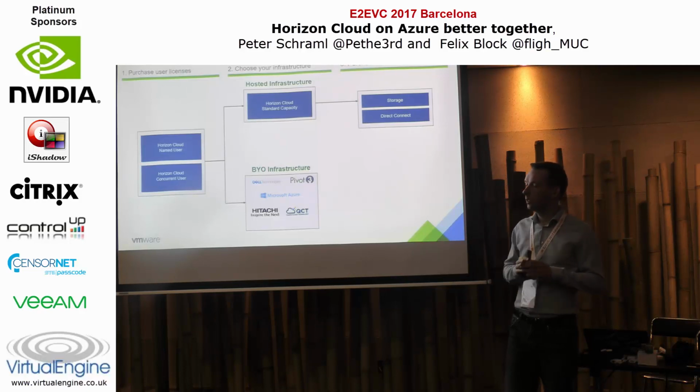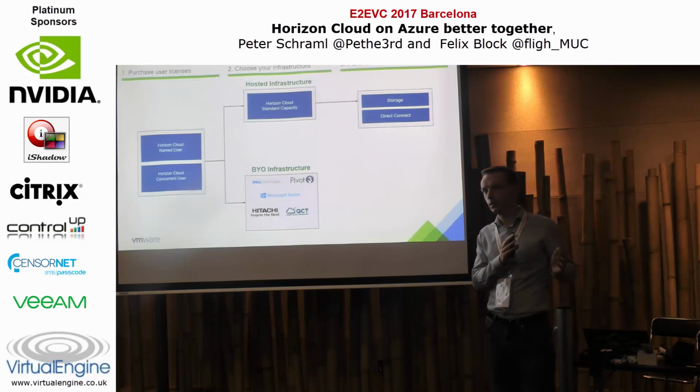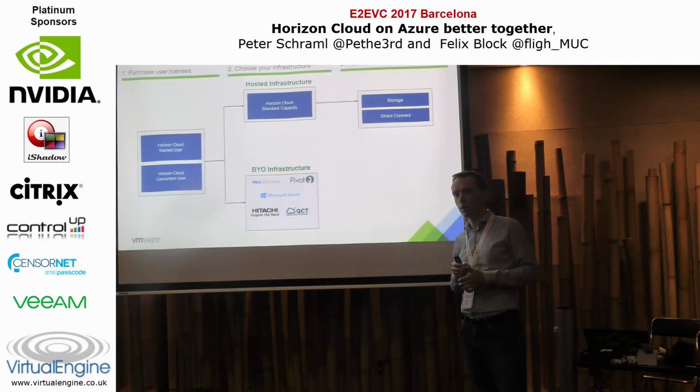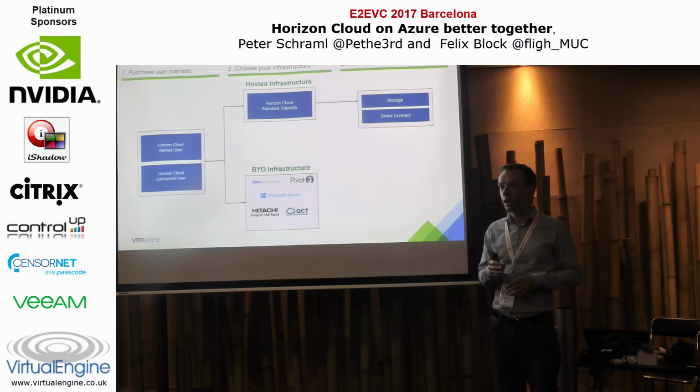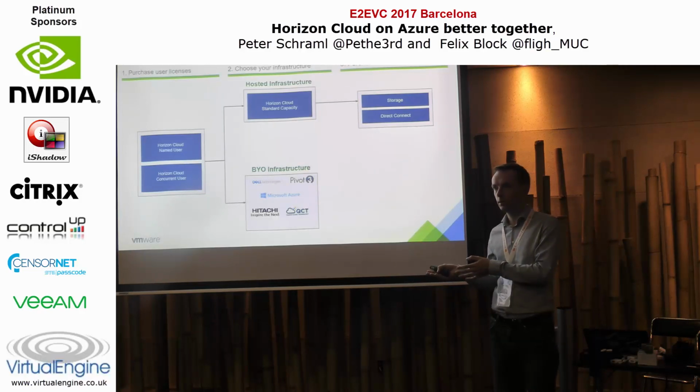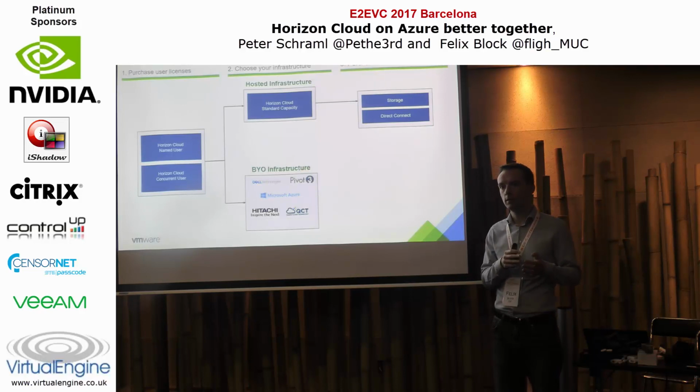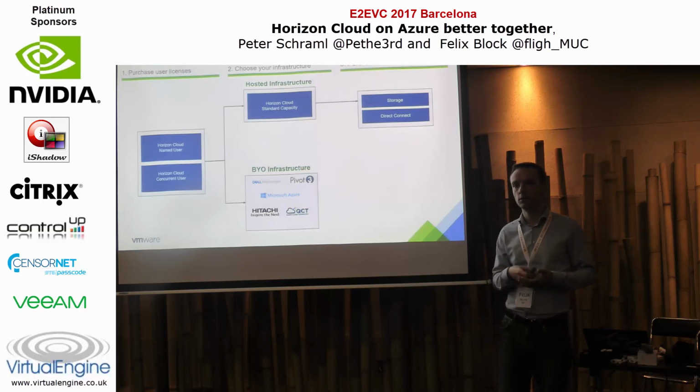So we separate the license, the user license, where you can choose a named or a concurrent one, from the capacity. So even with the user license, you could migrate your users. Say I start on Azure, and tomorrow I will migrate to Horizon Cloud hosted in our data centers. The license will stay the same, so you don't need to buy or change anything in terms of the license.